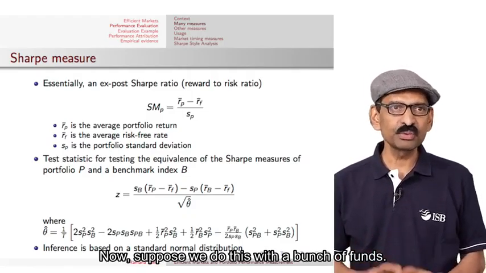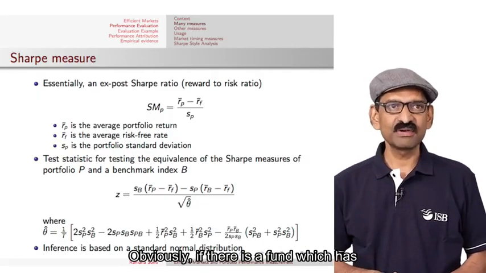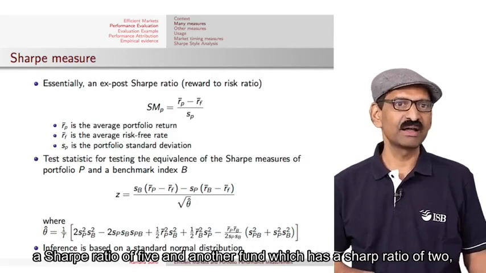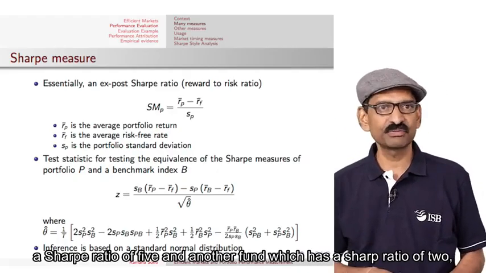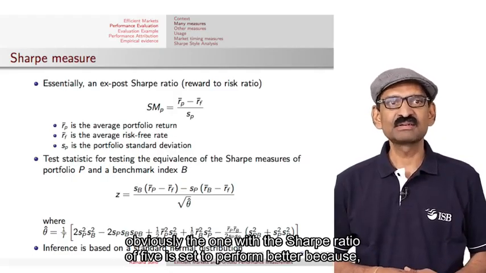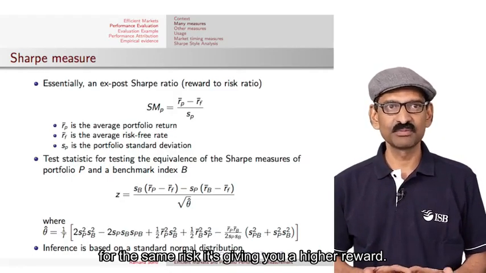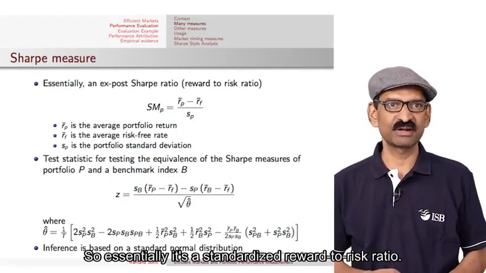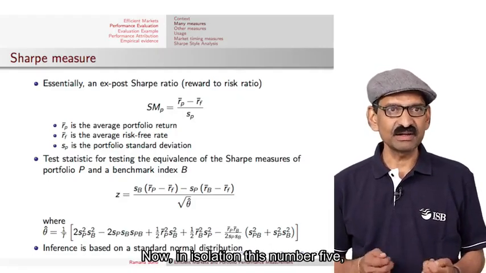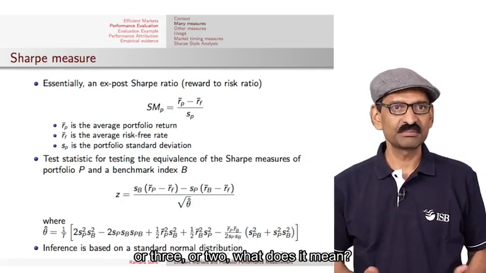Now, suppose we do this with a bunch of funds. Obviously, if there is a fund which has a Sharpe ratio of 5 and another fund which has a Sharpe ratio of 2, obviously the one with a Sharpe ratio of 5 is said to perform better because for the same risk it is giving you a higher reward. So, essentially it is a standardized reward to risk ratio. Now, in isolation, this number 5 or 3 or 2, what does it mean?